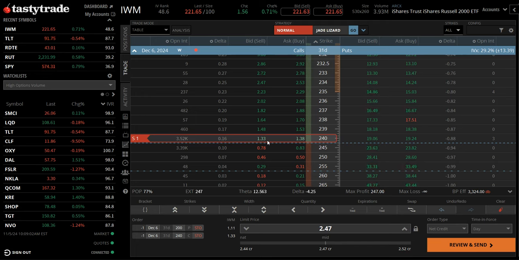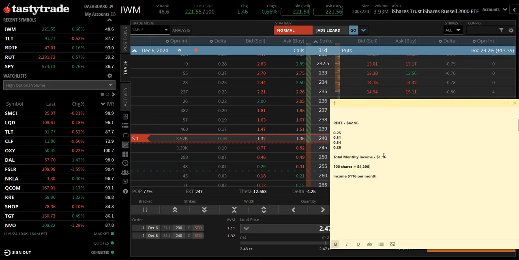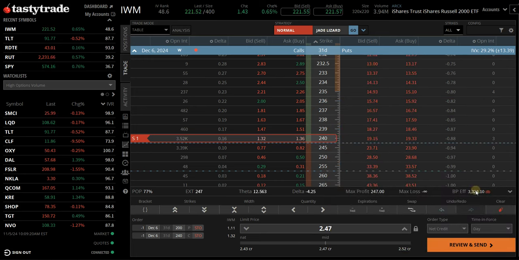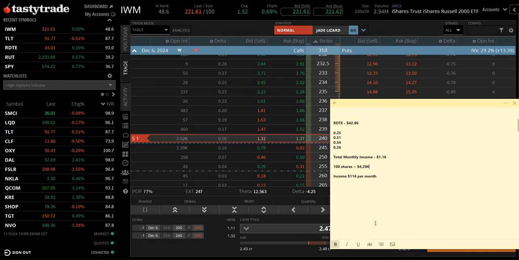This is a pure short strangle, which I don't like. As of now, my income is already beating the RDTE ETF from Roundhill. $247 income in 30 days. Check. Remember, we need to beat 116. We are beating that, but I'm not done. And buying power affected, $3,323 to execute this trade. And here you need 4,300.